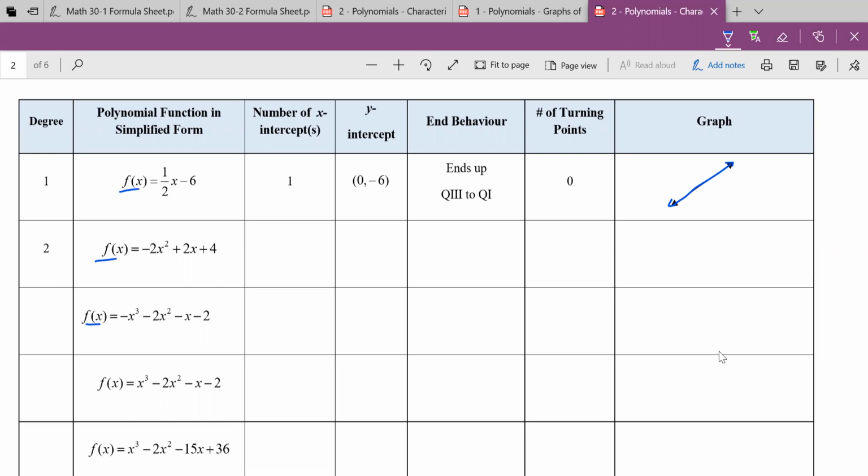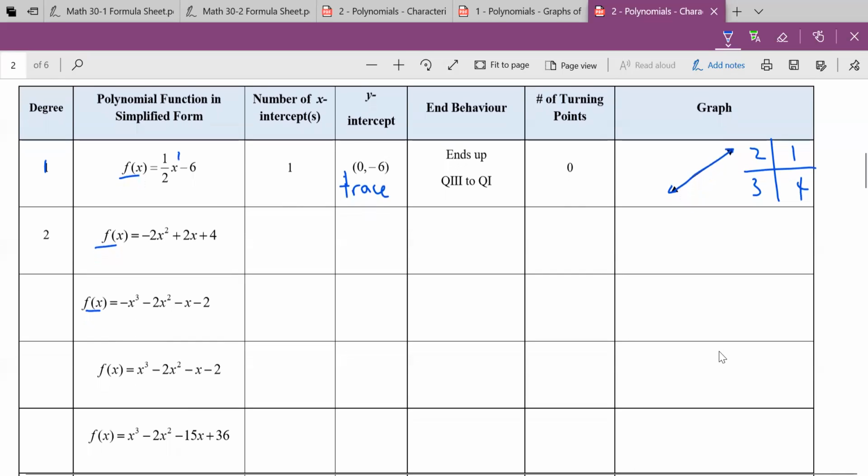So for instance, given this polynomial, I can see that's degree 1. Looking at the graph, there's one x-intercept. The y-intercept I can find by simply hitting my trace button on my calculator. End behavior is how we're ending, using the quadrants. So remember, our quadrants go 1, 2, 3, 4. And turning points is how many times the graph has turned around. So let's look at the next one, and I'll show you what I mean.